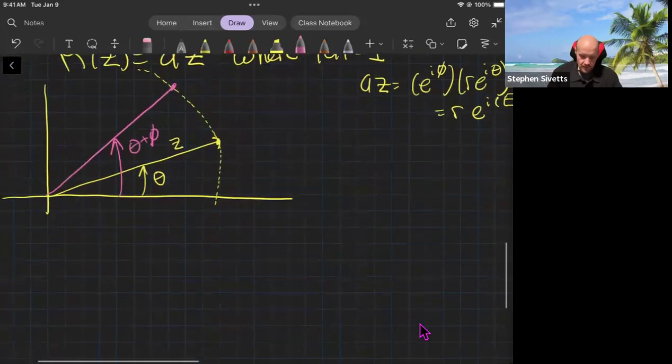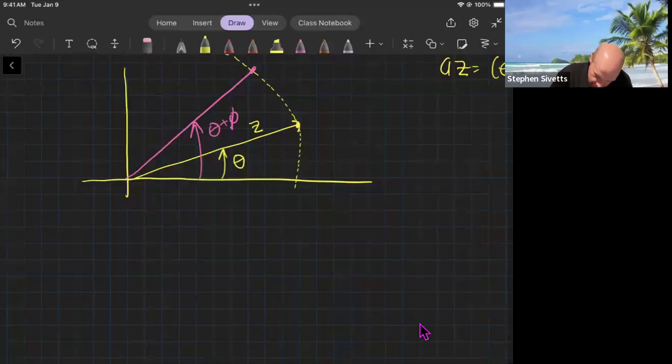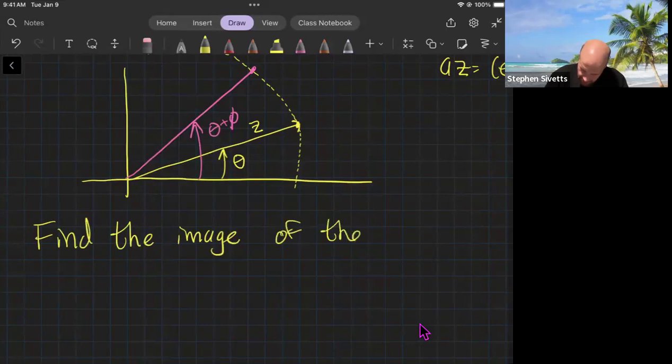So for an example, try to find the image of the disk.